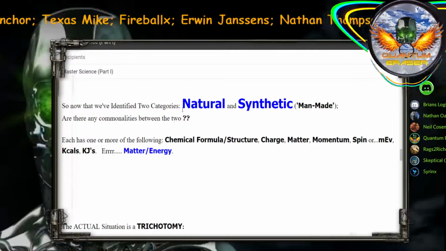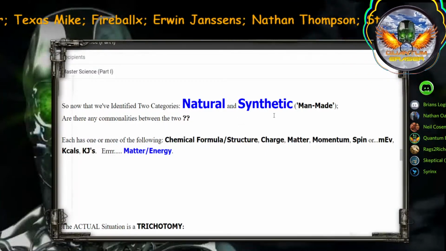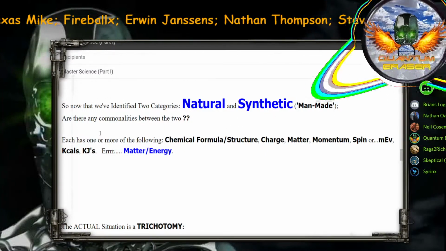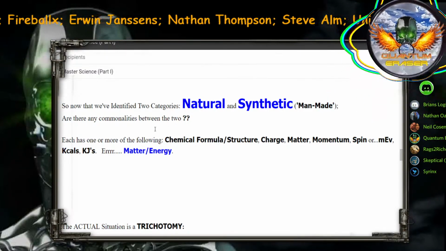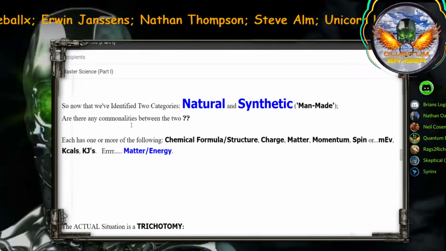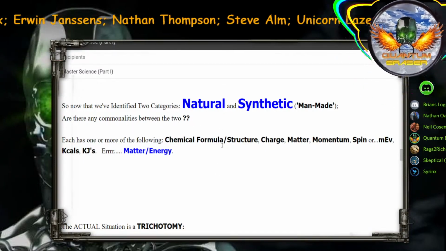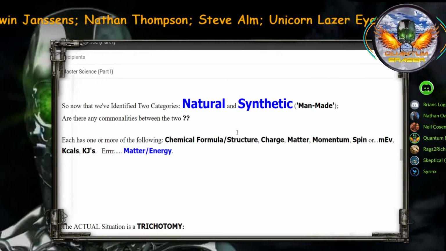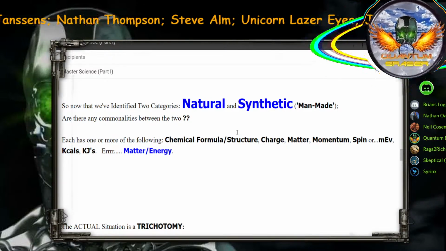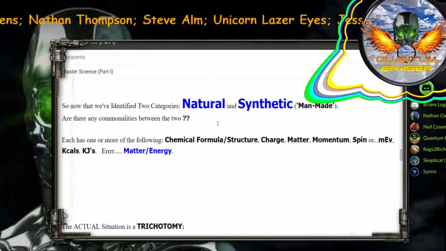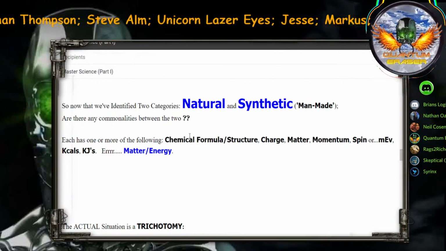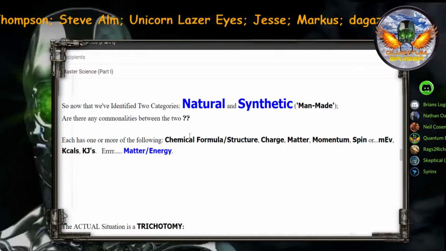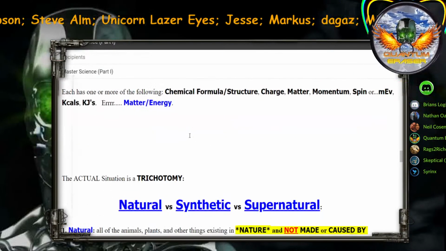So now that I've identified 2 categories, natural and synthetic, that is man-made, are there any commonalities between the two? Yeah, right? They're physical. Each has one or more of the following: chemical formula or structure, charge, matter, momentum, or spin, or millielectron volts, kcals, or kilojoules. Each and every one of them does. However, the actual situation is a trichotomy, not one of your false dichotomies.